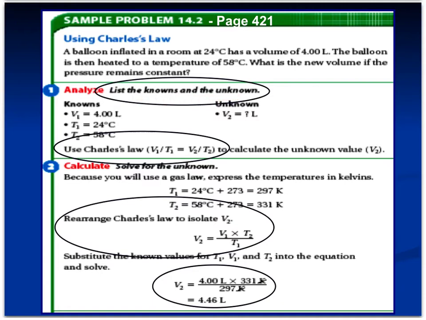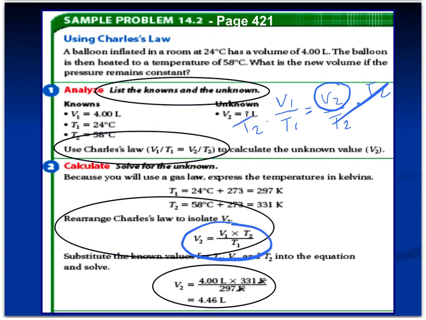It says to list the knowns and the unknowns, so they're doing that here. Again, our unknown is that volume. So here's our expression. And I always like to rearrange my equation, and we're still looking for V2. In order to get V2 by itself, I'm going to need to multiply both sides by T2. And then these are canceling out. So this is how we come up with this expression down here where V2 is equal to V1 times T2 divided by T1. You can see that's what we're getting up here. You just plug those numbers in, and you're going to come out with an answer of 4.46 liters. Again, notice that there are 3 sig figs because there are 3 significant figures in our given.